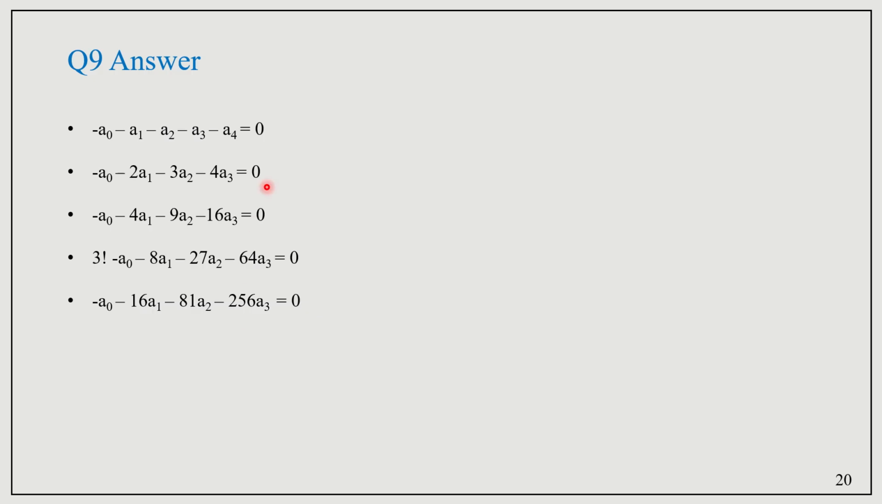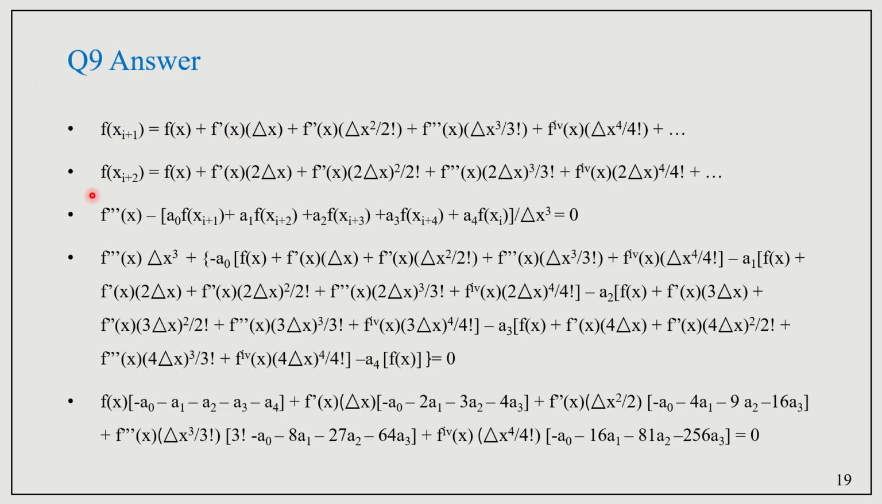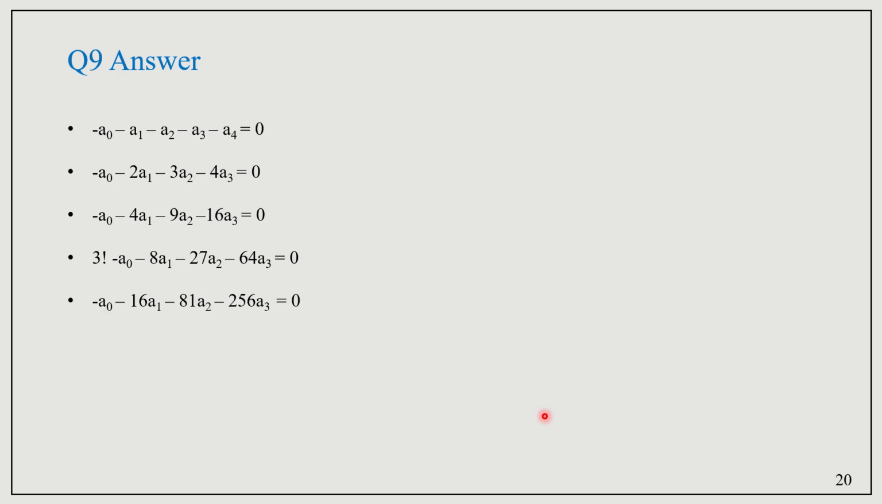Okay, we have 5 equations and 5 unknowns, A0, A1, A2, A3, A4. So these equations can be solved directly through some numerical means, and matrix methods also.